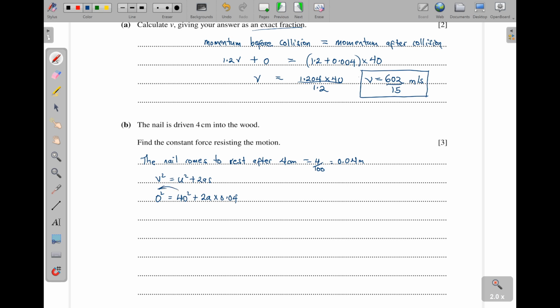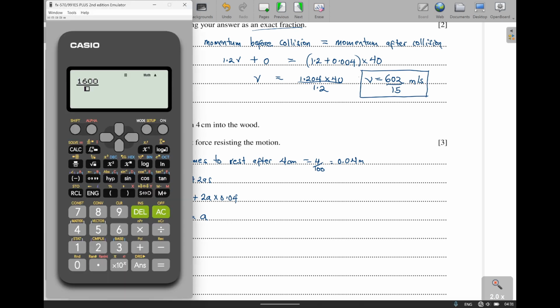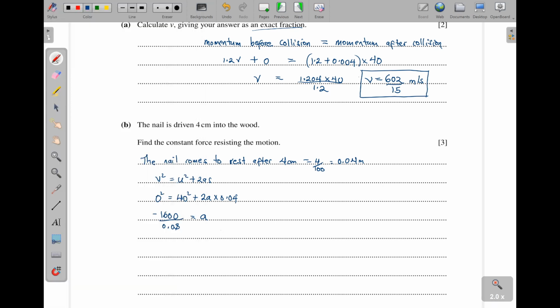Because it is decelerating, it is coming to rest, so this one has to be negative. So we have negative 1600, and then we can divide by 0.08 when you multiply 2 with 0.04 to get the A. What do we get here? 1600 divided by 0.08 gives us 20,000. So acceleration is equal to negative 20,000 meters per second squared.